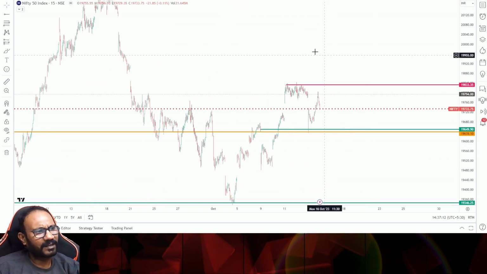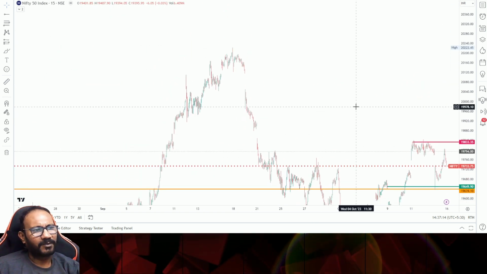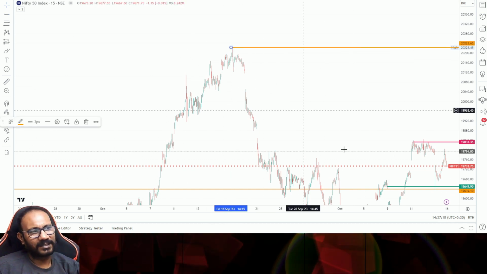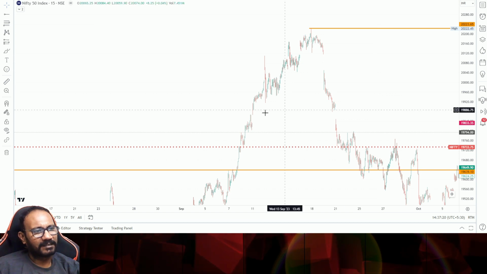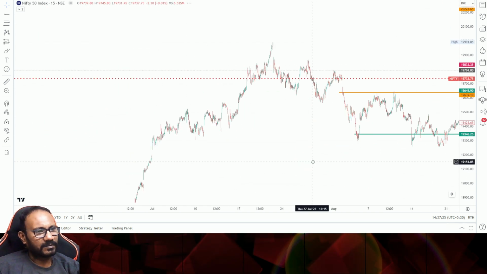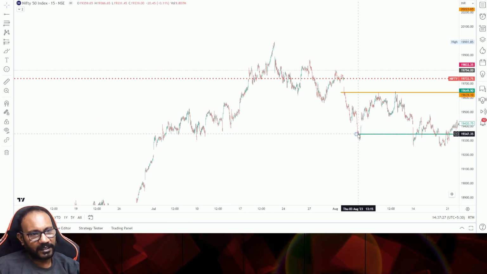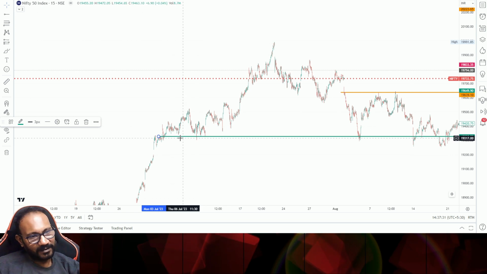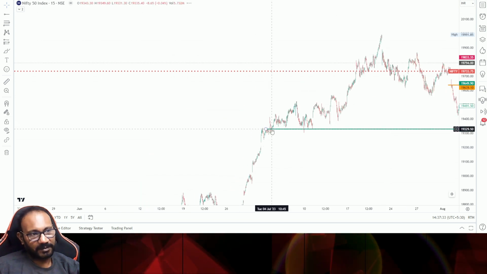Let's also find a few more rejection points. Where is the rejection point? Definitely this is a rejection point. So this is one resistance, where the market is trying to do many tests. See, if I extend this further back, now you will understand. There is a lot of data from the past.